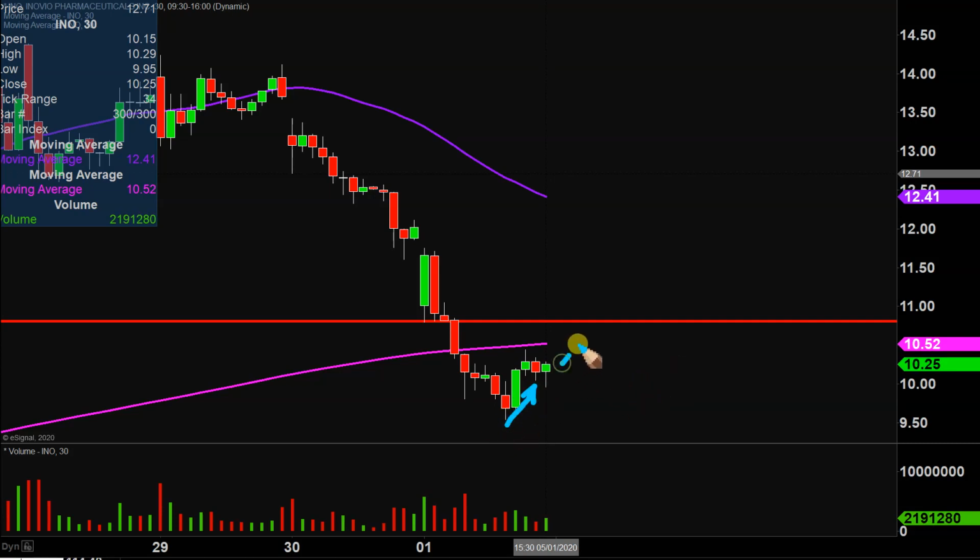So if this continues, then the next key battleground to watch going into Monday and then early next week is right there at $10.80. If the price can push up through that level, then at that point, the next key level you'd want to turn your attention to is the purple line there, the 50 period moving average. But one hurdle at a time. Let's first just see if the price can get up above $10.80.